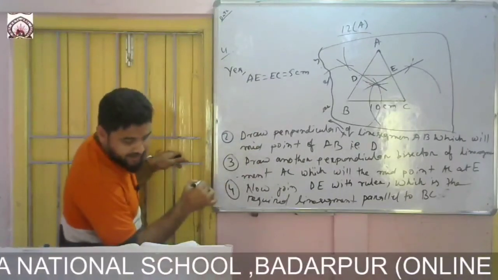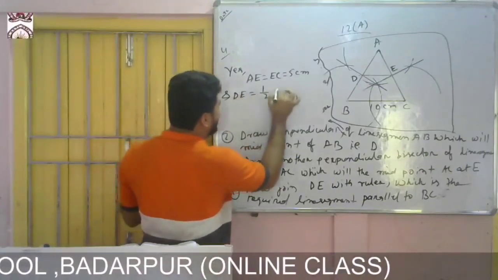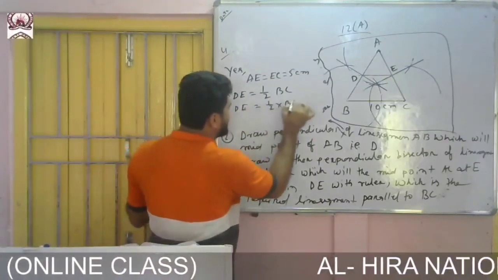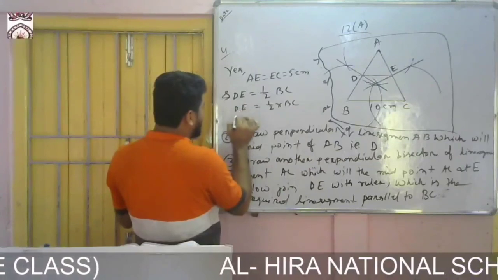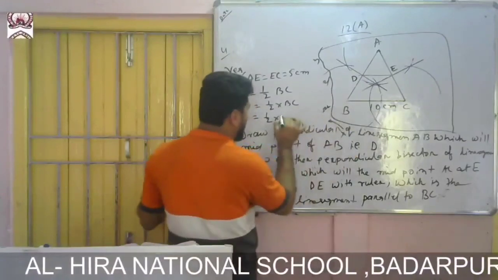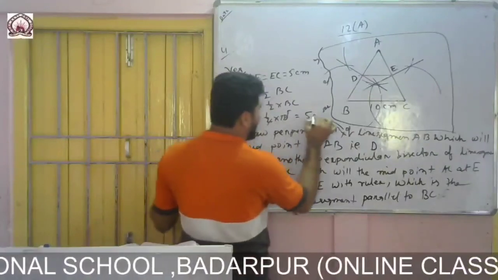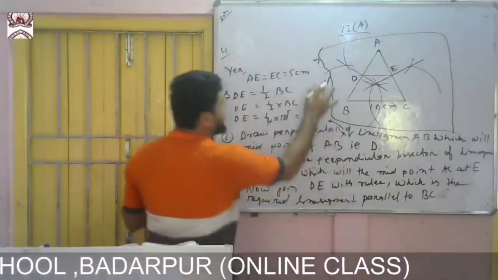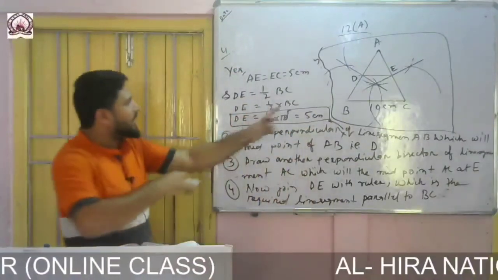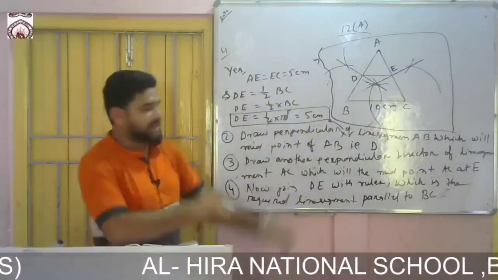Now the next part: DE equals half of BC. Half BC means DE equals half into BC, which is half of 10. So if I cancel, 5 equals 5. So it will be 5 centimeter. This is the value of DE. So you see, we got AE equals 5 centimeter, EC also 5 centimeter, and DE also 5 centimeter. So these are equal.